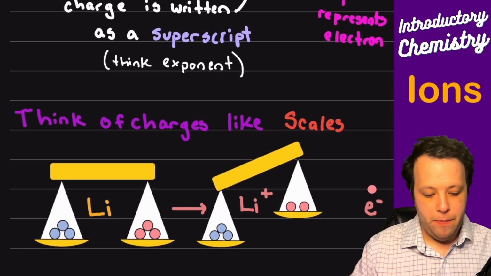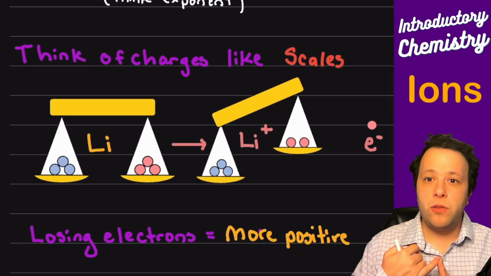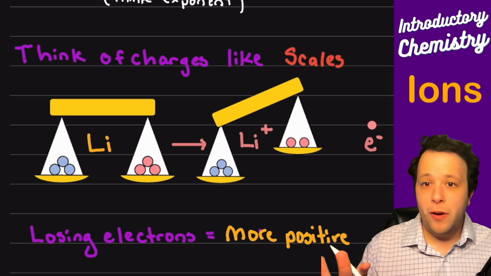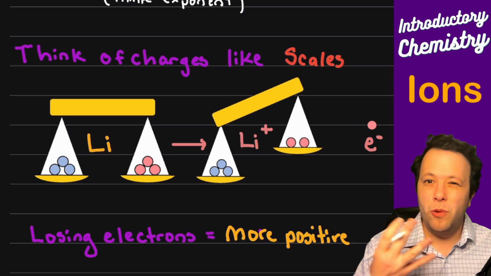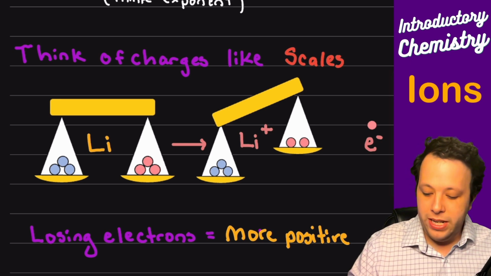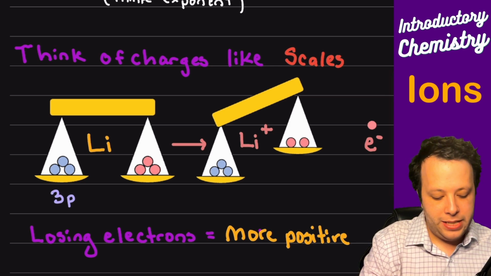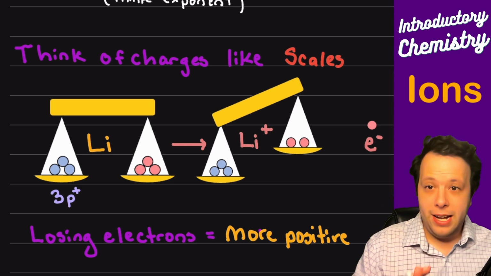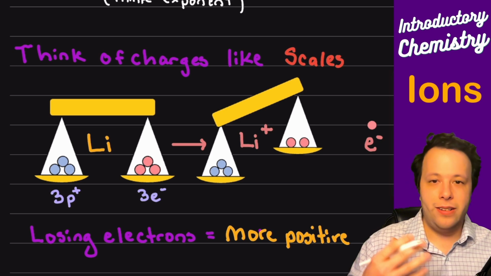Well, the way to kind of imagine this is think of it in terms of scales. So when we are losing electrons, we are becoming more positive. So if you have your periodic table handy, and if not, that's okay. But trying to think about it, lithium, what atomic number does it have? Well, lithium has essentially a 3 as its atomic number. So that means it has 3 protons because it has an atomic number of 3. Now, naturally, being that they are inherently neutral, it will also have 3 electrons.